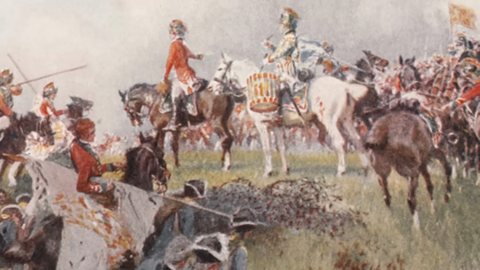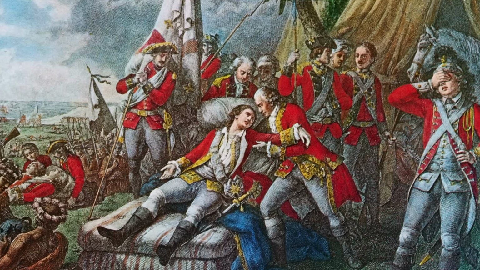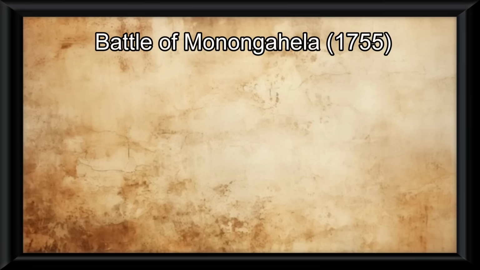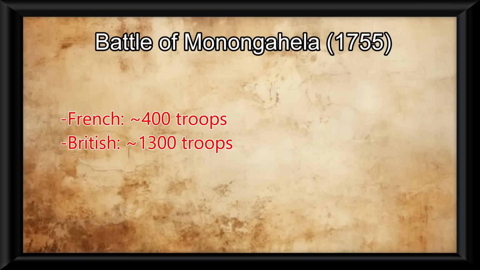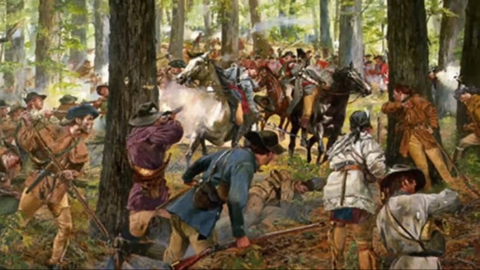In the early half of this war, it's fair to say that the British were heavily losing. The French just kept winning each battle, and the British were just sleepy. I mean, take a look at the Battle of Monongahela. The French had around 400 troops, and the British had 1,300. Despite having 3 times the manpower, Britain still lost this battle because of their conventional line infantry tactics, as opposed to the French and Indians' guerrilla warfare tactics.